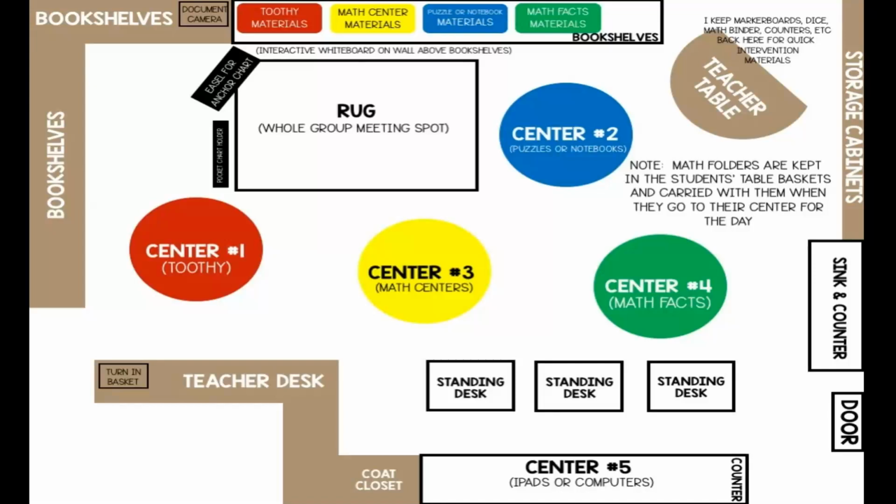Here we have an example of a floor plan for a classroom. Now, your classroom may look very different from this, but this is just one example. Have you written the vision and made it plain? Are you strategic in where you have your bookshelves, where you have the math center materials, where you have your rug, where you will have that center time? Are your centers labeled? Where are they located strategically in the classroom regarding where the materials are?